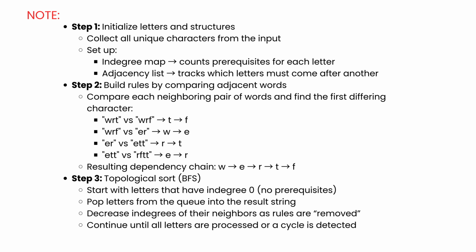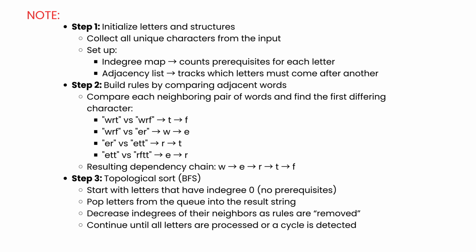Let's walk through the key comparisons. WRT versus WRF, first difference is T versus F, so T→F. WRF versus ET, first difference is W versus E, so W→E. ET versus RFTT... wait, ET versus RFTT is the last pair; before it, the pair ET versus RFTT is compared: first difference is E versus R, so E→R. Also, R versus T gives R→T. So we've built a chain of dependencies that basically forces WERTF.